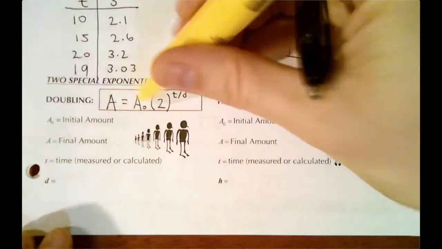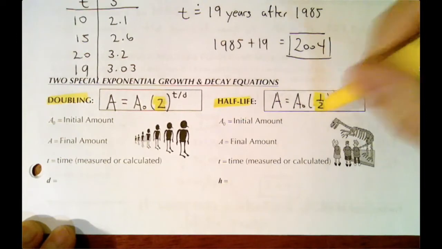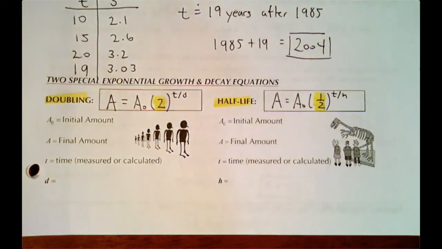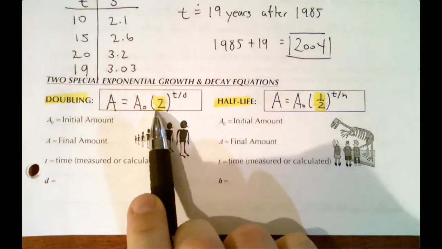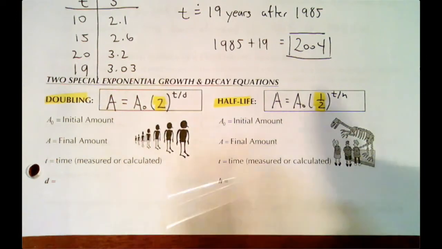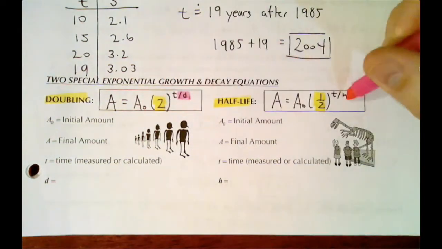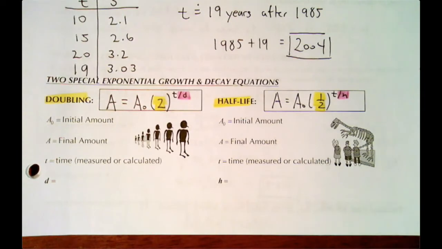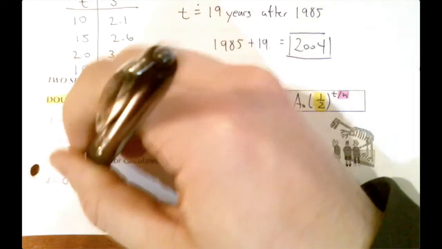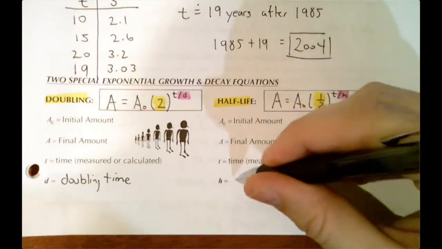What do you notice? Well, it's doubling, 2. Half-life, half. The base is either doubling the starting amount, a naught means initial amount, or we're halving the initial amount. Notice this time the exponent is not just a t, there's this per d and per h. What are d and h? Well, d and h are these specific things called either doubling time or half-life.